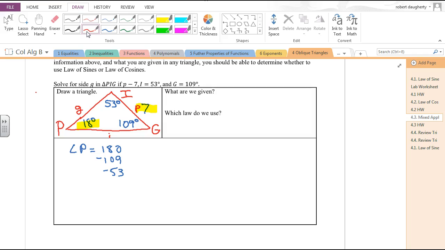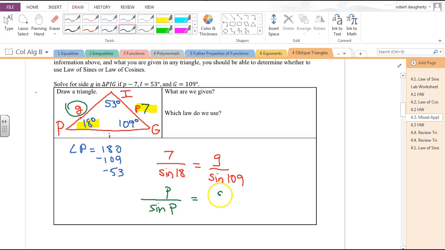So in this case, I'm going to write 7 divided by the sine of 18 is equal to, if I'm solving for G, G divided by the sine of 109. Pardon me? The law of sine: this side divided by the sine of that is equal to this over the sine of this. Because they wanted me to solve for side G, this is P over sine P equal G over sine G. So I'm just using that formula.